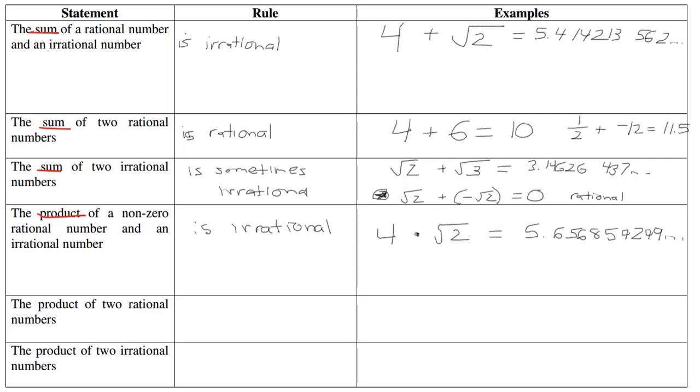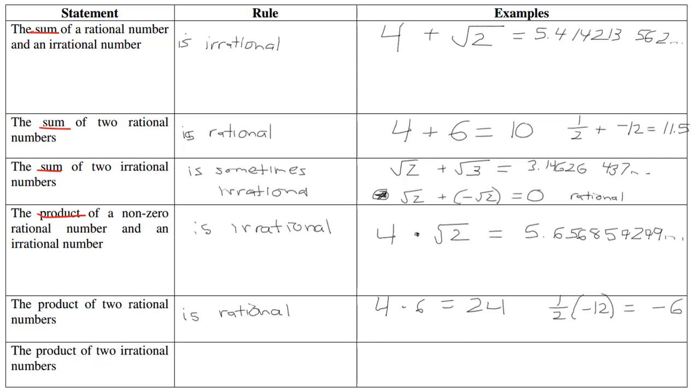Product of two rational numbers. Again, I'm going to use my whole numbers like I used up here, like 4 times 6. I'm going to get a nice rational number, 24. Even if I use two different types of rational numbers, like a fraction and an integer, like a negative number, I'm still going to get a rational number. So no matter what, my answers are going to be rational.